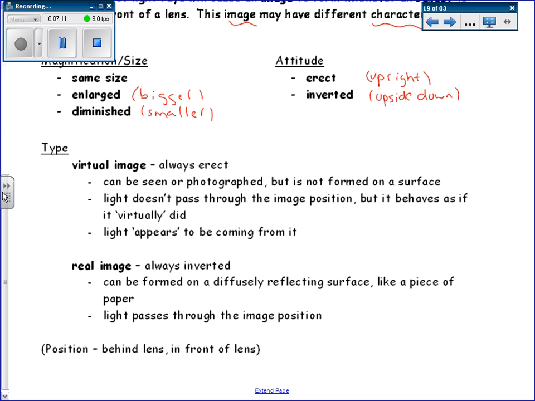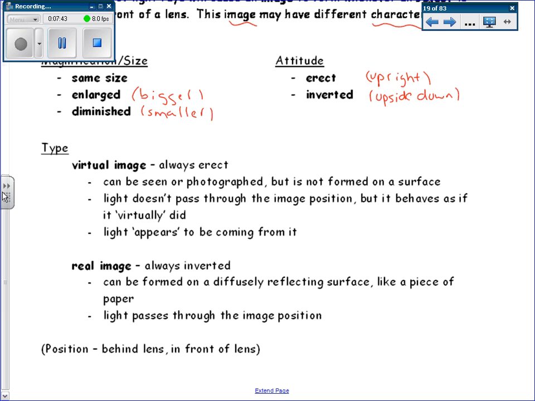A real image is always inverted, so always upside down. It can be formed on a diffusely reflecting surface like a piece of paper. So these are real images because they're upside down and they're formed on paper, and the light is actually passing through the image there. The light is going through the lens and hitting the image, and that's what's causing it to form there. So there's no way that we can actually use lenses to see a virtual image. It's really difficult, but a real image is very easy. And that, I think, is cool, that you can actually see parts of the room upside down.